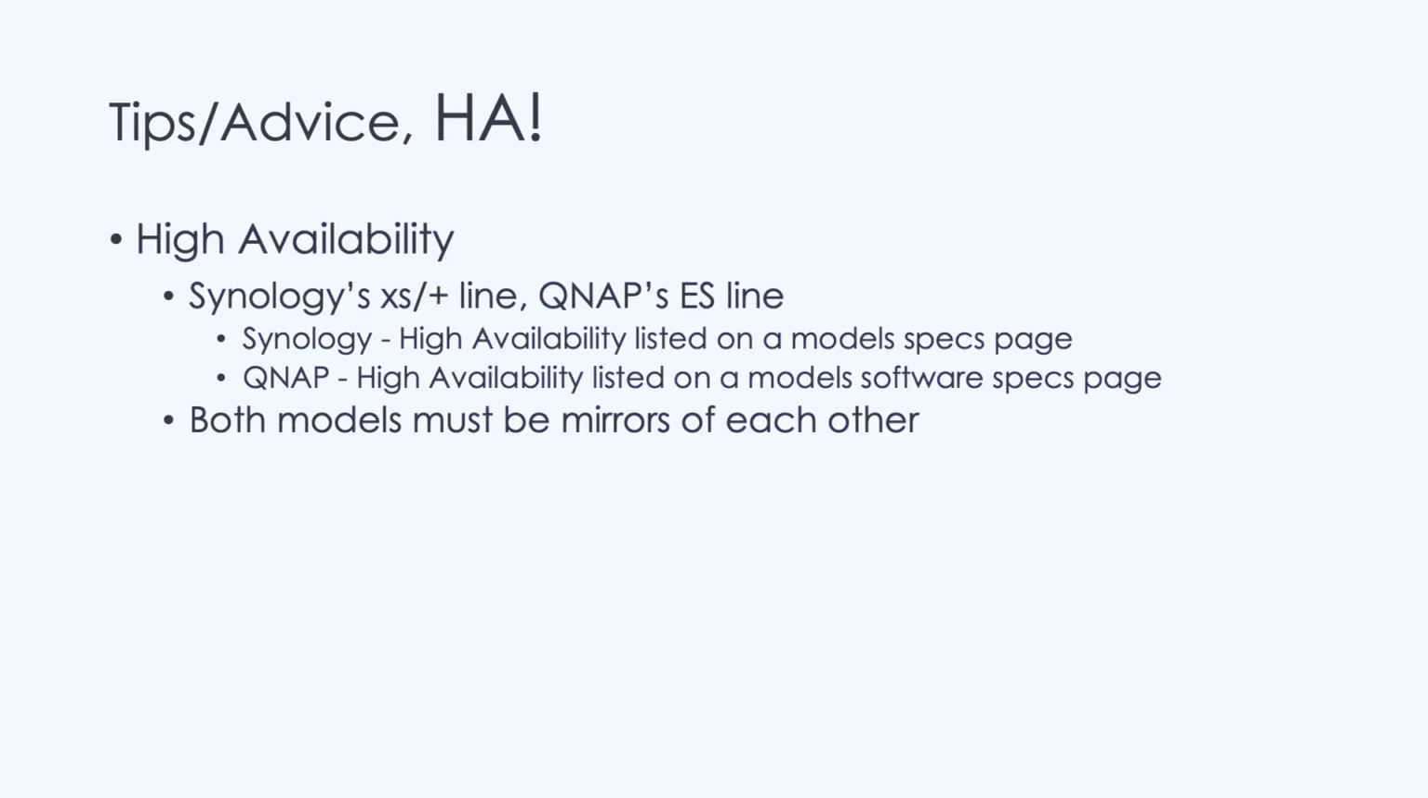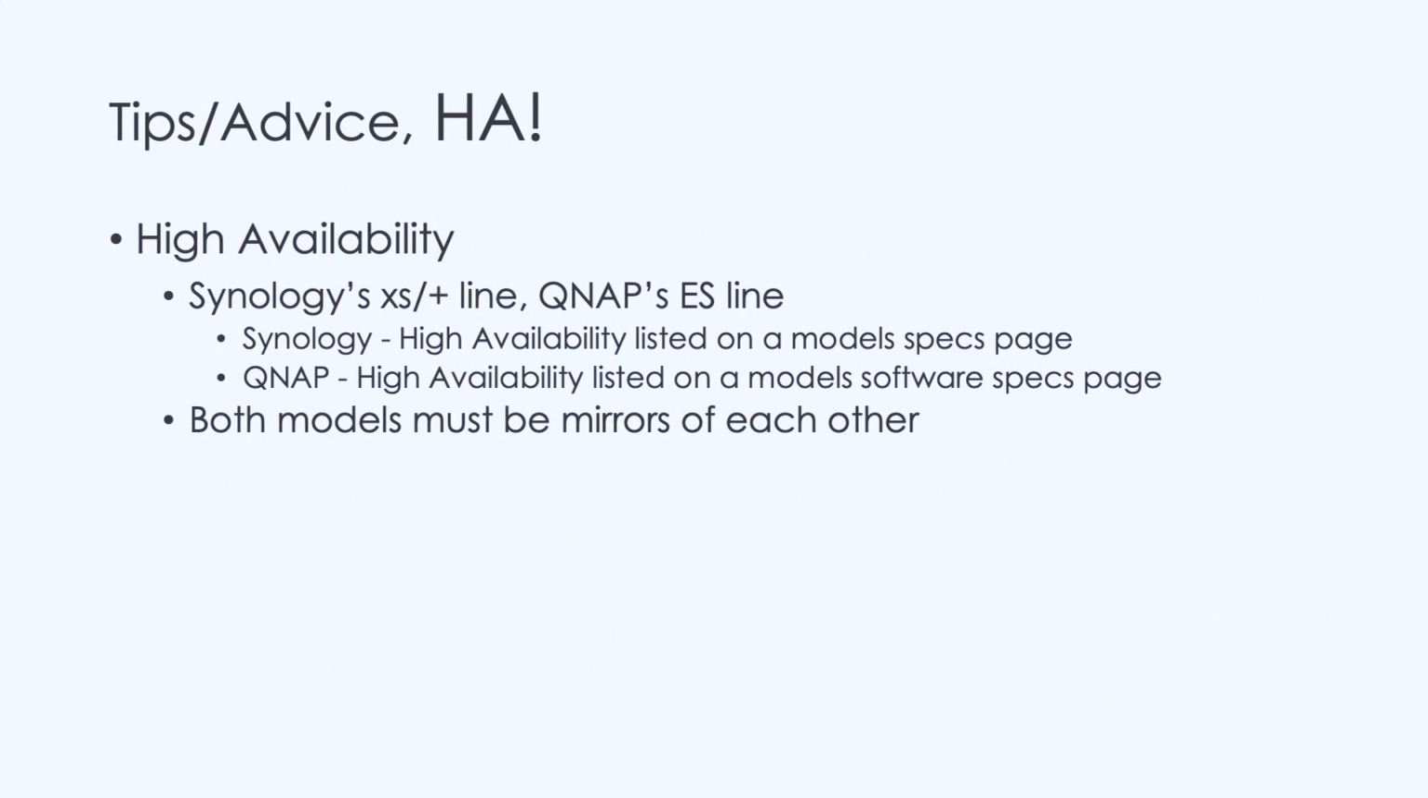If you need to stay online a lot, you need that high availability. It is supported on Synology's, typically their XS and their Plus line, along with QNAP's ES line. You can check a model spec page and see if they have high availability listed, or on the software spec page for QNAP. Both models have to mirror each other.